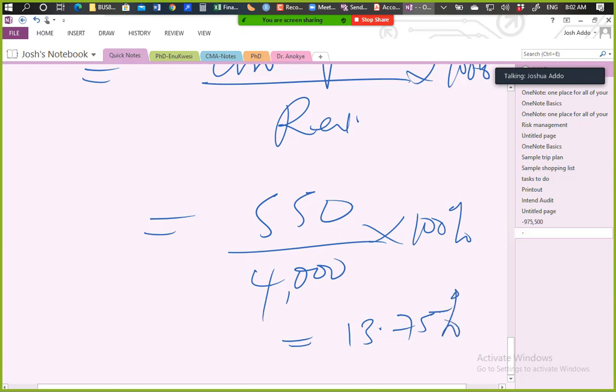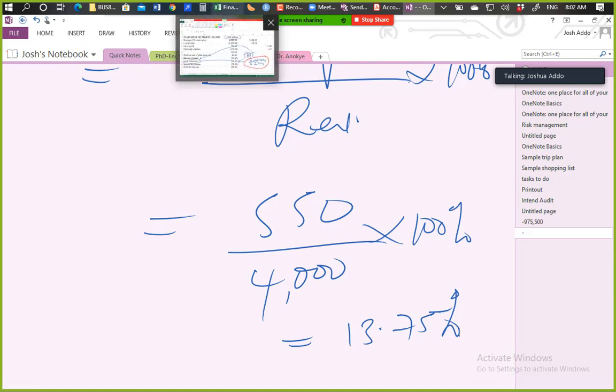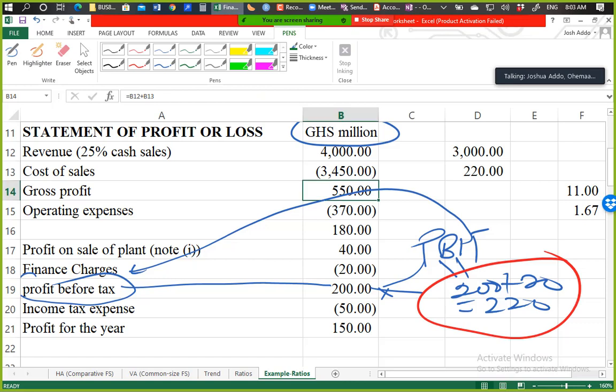Please, when you write 13.75 without the percent sign, it is wrong, because you are giving us a percentage figure. So you can't write it without the percent symbol. Let's go back to the question. This one, we had the previous year's metric.